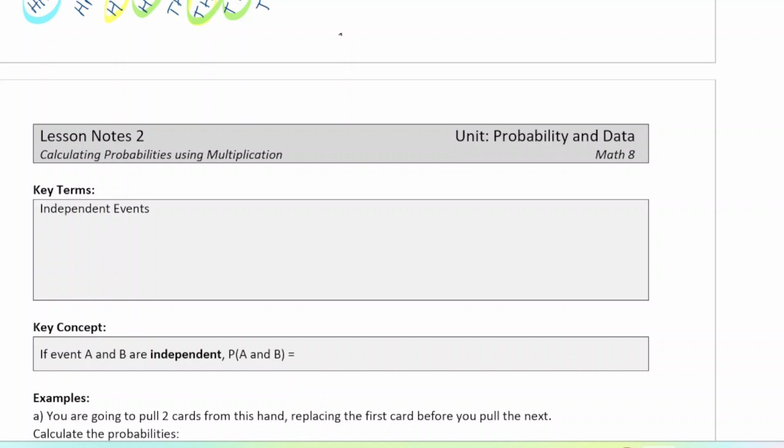Right, this is lesson 2 of the unit on probability and data, and we are calculating probabilities today using multiplication. We're specifically looking at probabilities of independent events today. So first we need to define what that is.